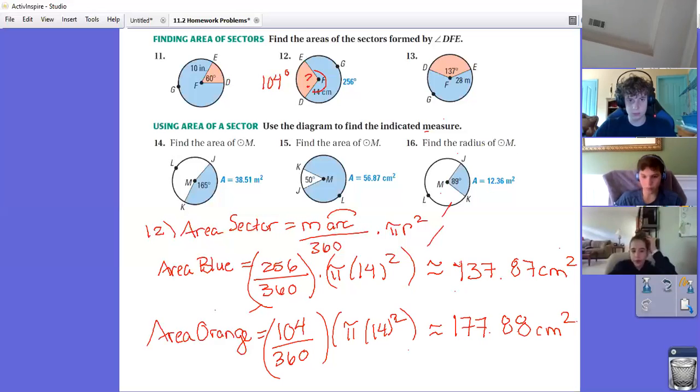So did we have to find the area of the sector for both the blue and the orange? I think it really wanted you to, but if you only did the orange, that's fine. Okay, because that's what I did. Yeah, that's okay. Okay, thank you.